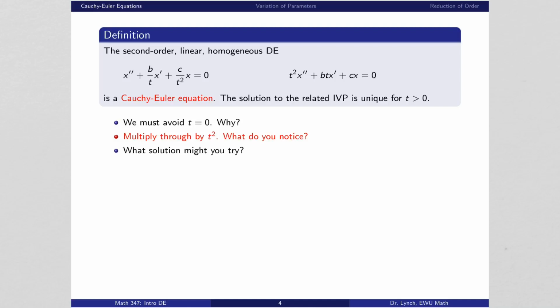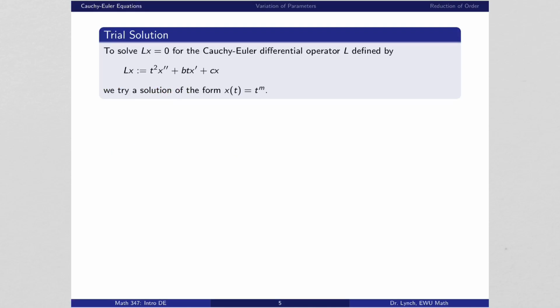That suggests maybe trying a solution of the form t to some power. You can imagine that power functions are functions that decrease by a power every time you take a derivative, and if you decrease by a power and then multiply by that power again, you'll end up with an expression you can mix up and maybe equal out to 0. Okay, so that's the motivation for trying a solution of the form t to the m.